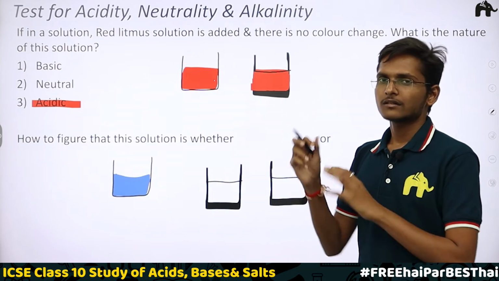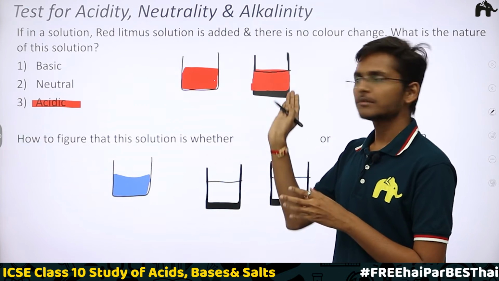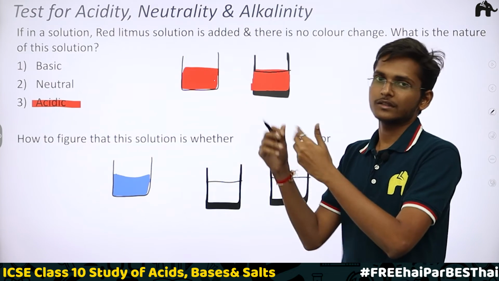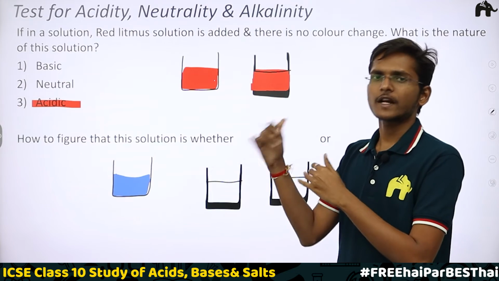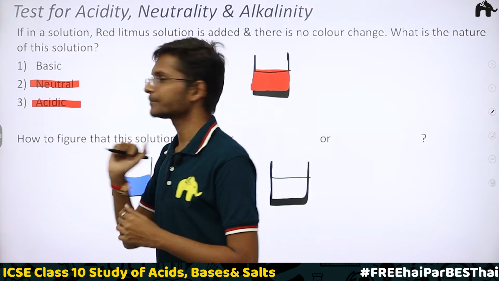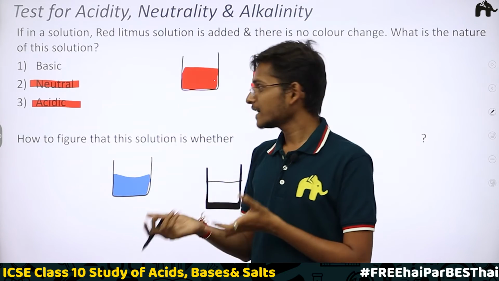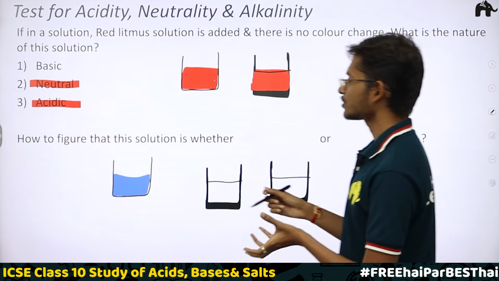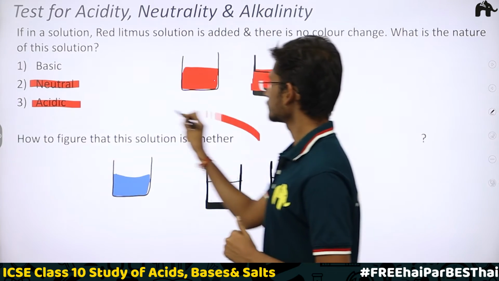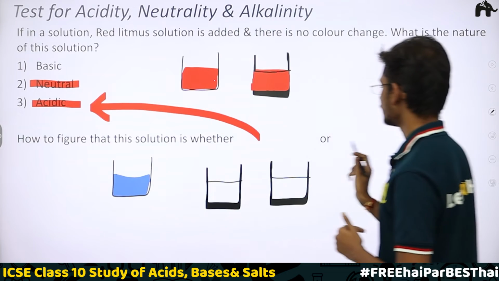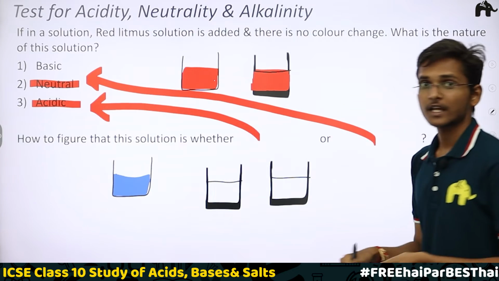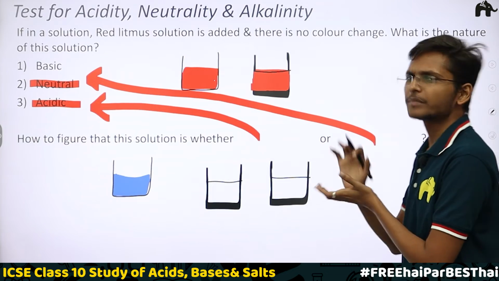But we also know that in neutral solutions also, the color of the litmus solution doesn't change. It remains as it is. If we are adding red litmus, the color would remain red. If we are adding blue litmus, the color would remain blue. So this solution can also be neutral, right? Now the question arises, how to figure out whether this solution is acidic or whether it is neutral.